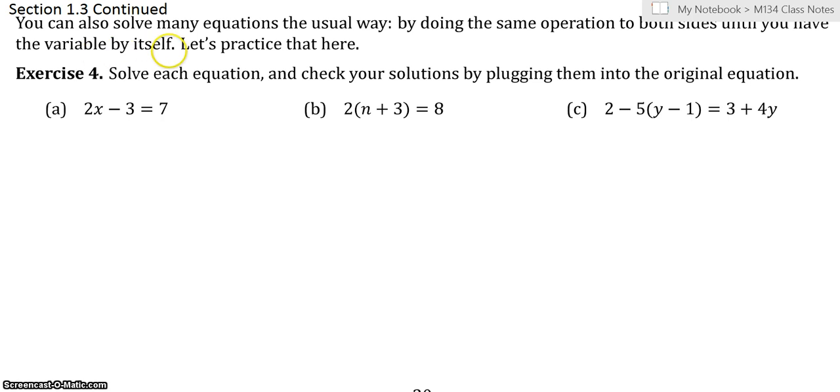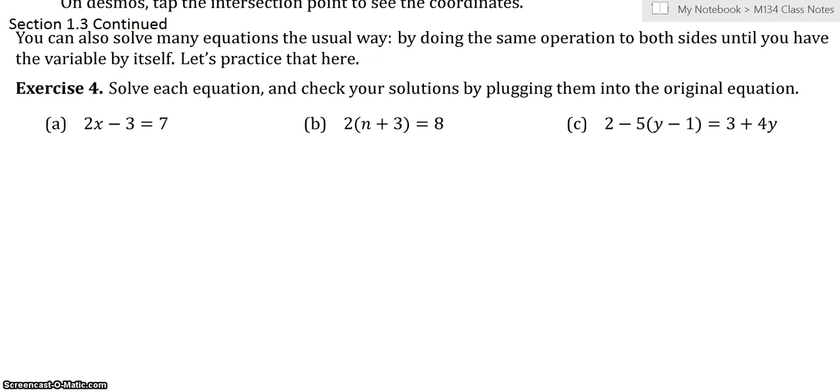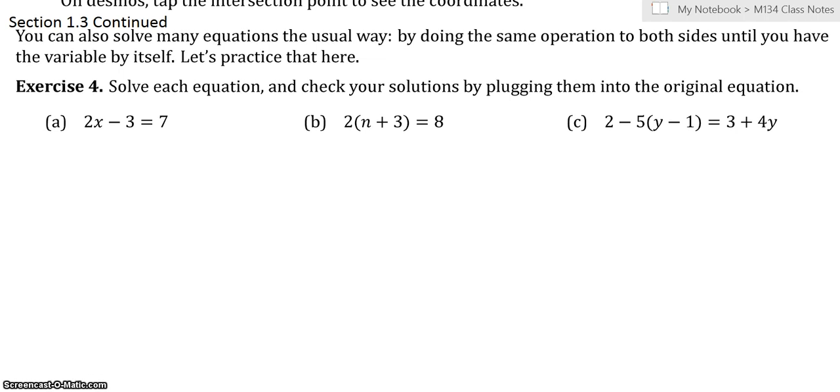It says you can also solve many equations the usual way, because they don't realize that this is in the appendices. We did the appendices first, by doing the same operation to both sides until you have the variable by itself. So let's practice that here. Go ahead and try exercise 4 and come back when you have finished. Pause it. Okay, here are the solutions.